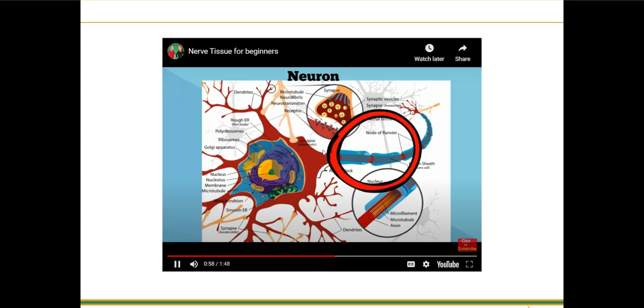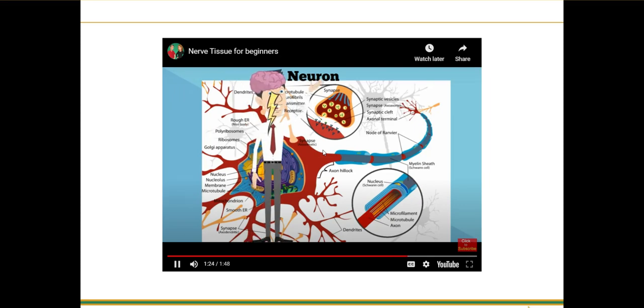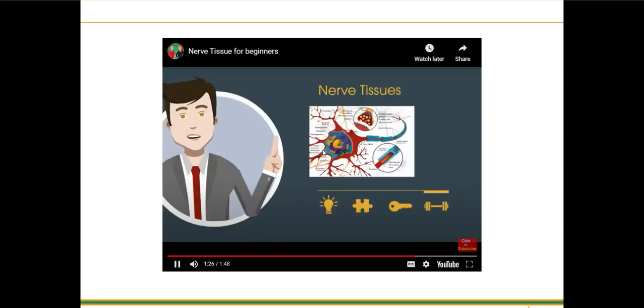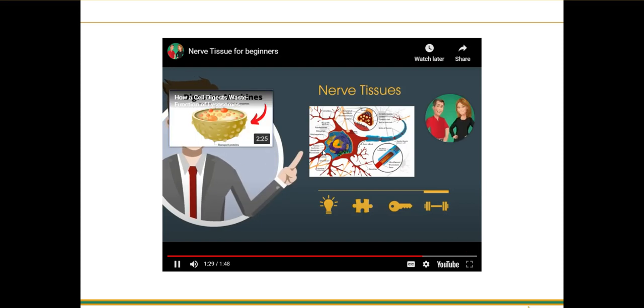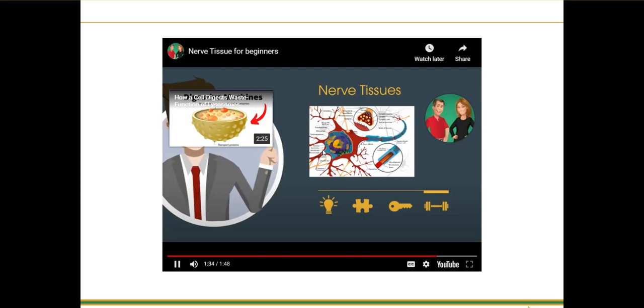Next, a neuron has an axon, and the nerve signal passes down the axon. An axon has insulation called a myelin sheath. At the end of the axon, you have an axon terminal that communicates with dendrites of other cells. This allows electrical signals to pass and flow throughout your body. There you have nerve tissues, a group of neurons working together to pass electrical signals from your brain to many parts of your body.